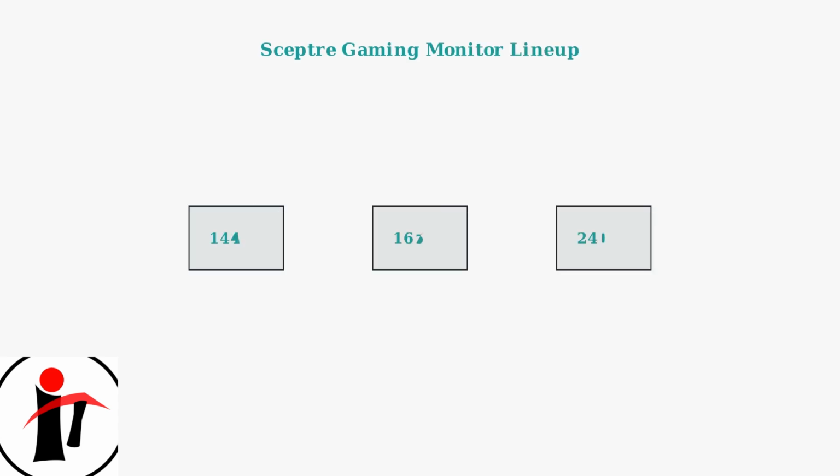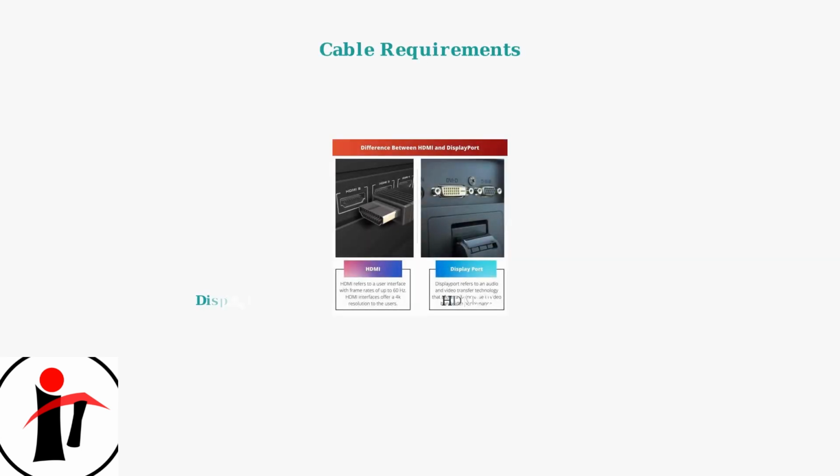Sceptre has expanded their gaming monitor lineup to include 144 Hz, 165 Hz, and 240 Hz models, making high FPS gaming more accessible at competitive prices. To achieve higher refresh rates, use DisplayPort 1.2 or higher, or HDMI 2.0 or higher cables. DisplayPort is generally preferred for the highest refresh rates.